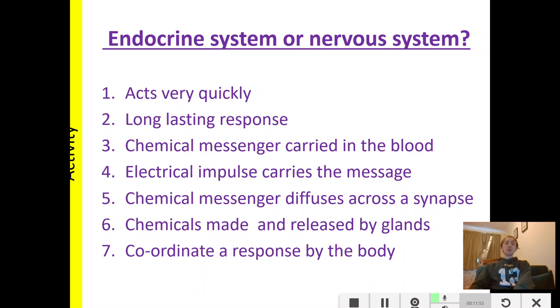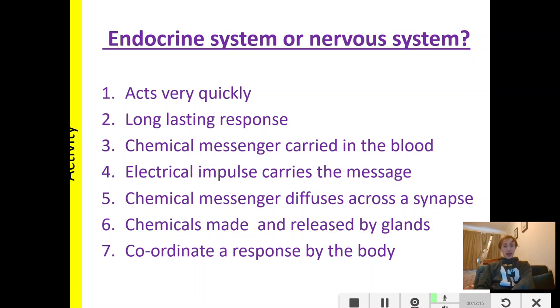Chemical messenger carried in the blood is a nice easy one, that's the endocrine system. Electrical impulse carries a message, similarly easy, nervous system. Chemical messenger diffuses across a synapse is an interesting one. We don't need to know much about synapses beyond that fact, and that is a nervous system trait.